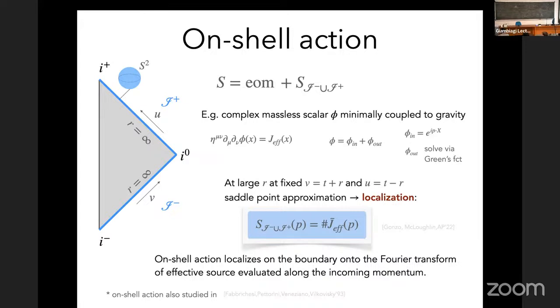Oh, so here what we have done is we are agnostic about what the geometry is. So that's all in this J effective, right? So yeah, that would be in here. Okay, yeah.